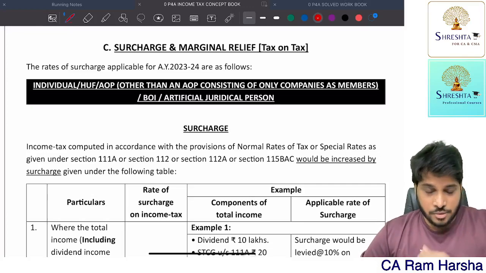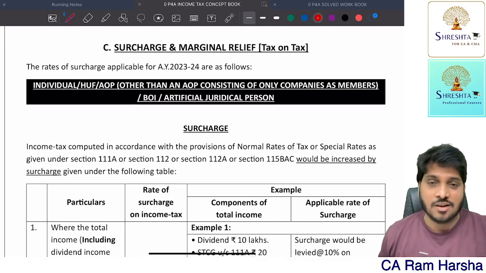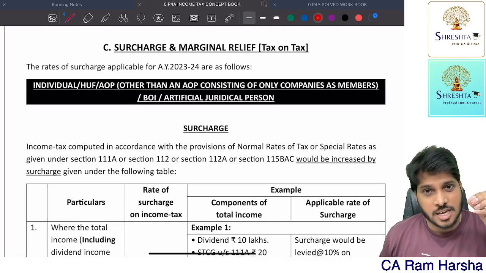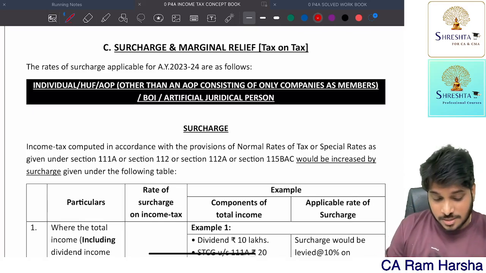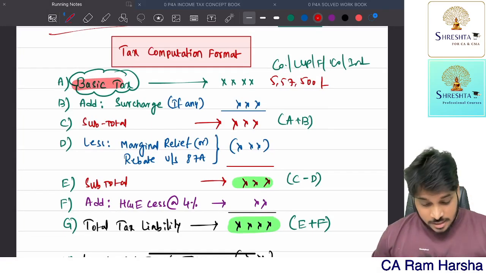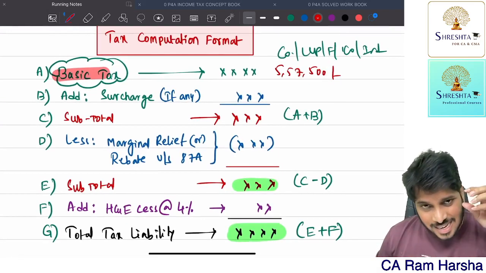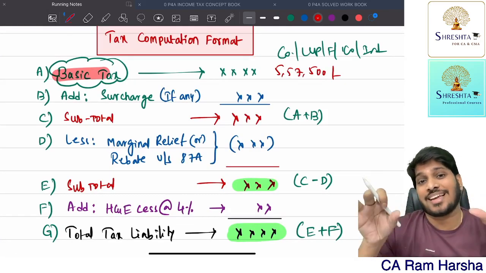So now let's continue the discussion on surcharge and marginal relief. In the previous session, we covered the rates of taxes for various SSEs and also discussed the tax computation format. And we understood that in income tax, while calculating tax, first of all, we need to split the incomes into two categories.